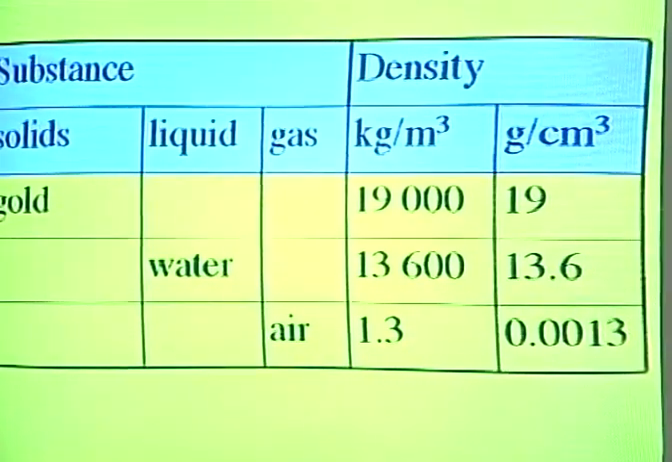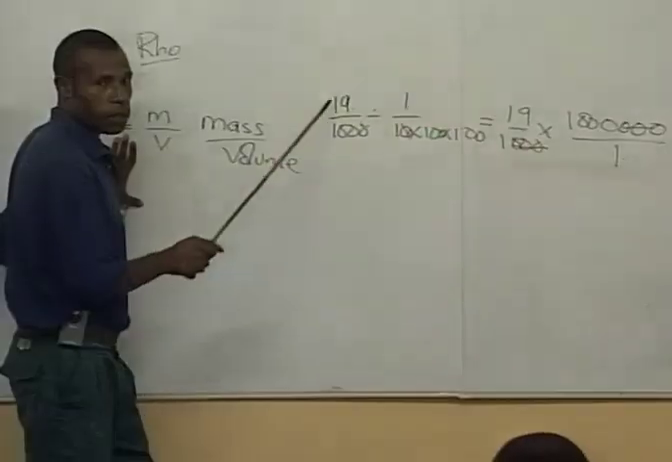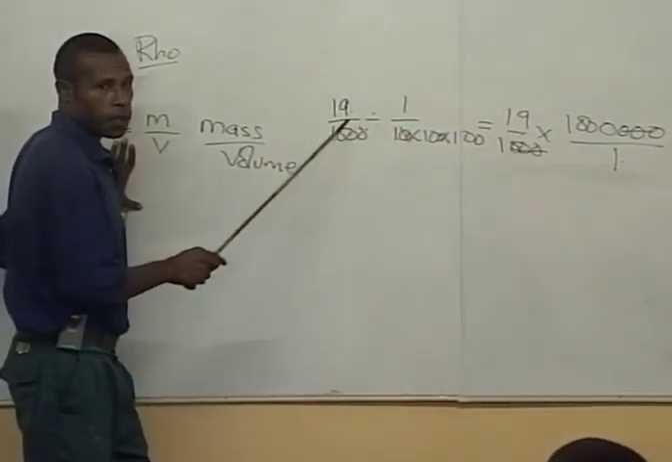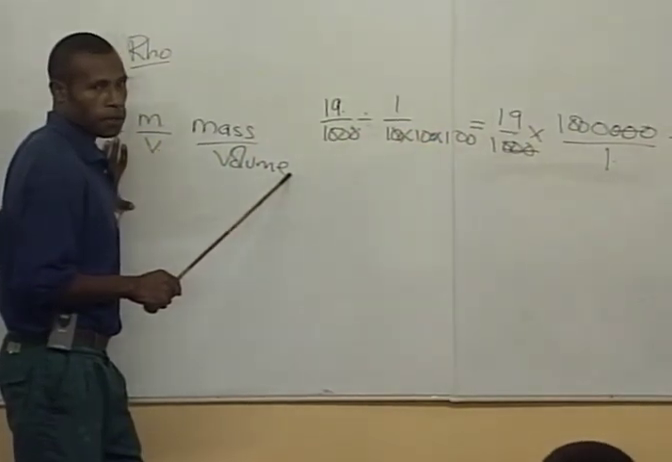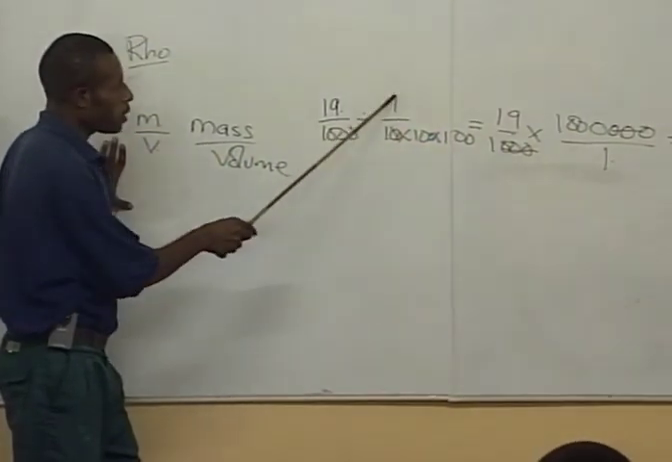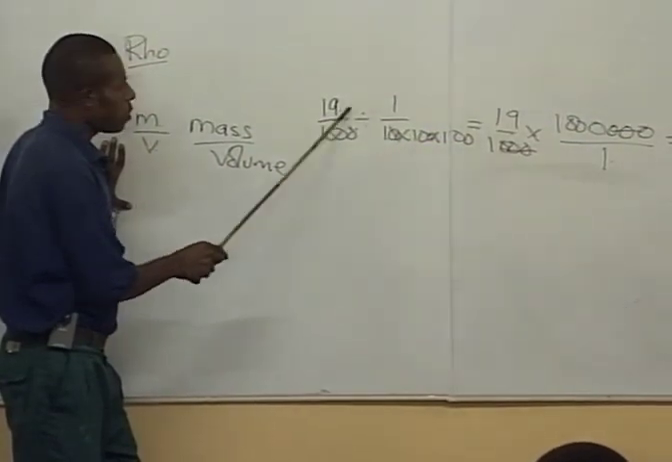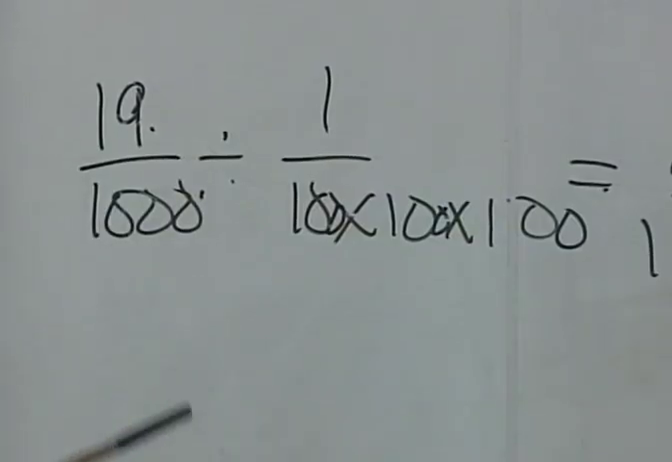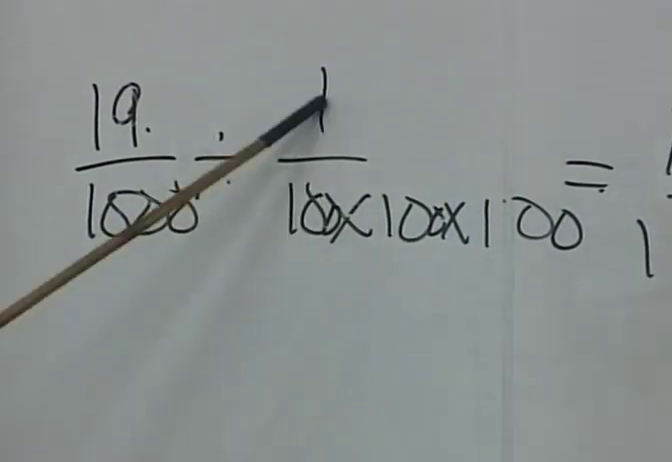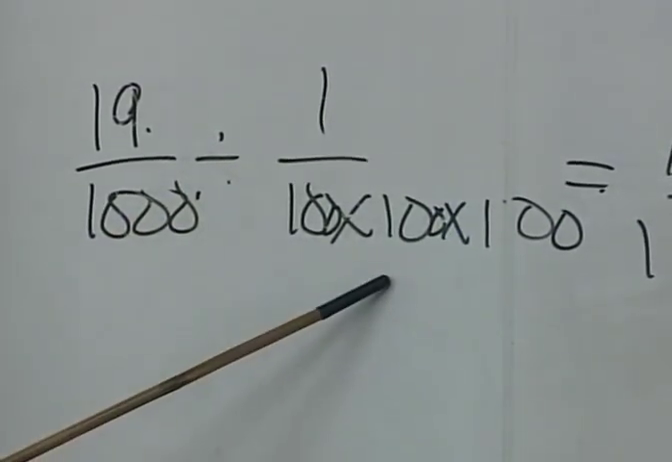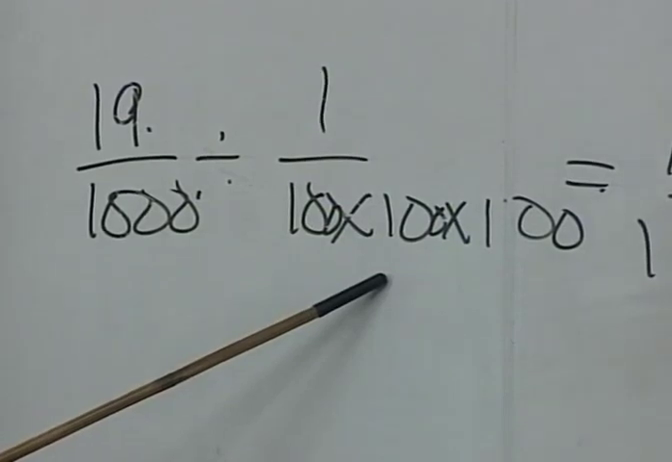Now, let's look at how we can convert this one. You're trying to change this to kilograms, so you'll be dividing. You remember when we were going through conversion of units. So that will be 19 divided by 1,000, if you're trying to change that to a much larger unit. And then you have this one per cubic centimeter.